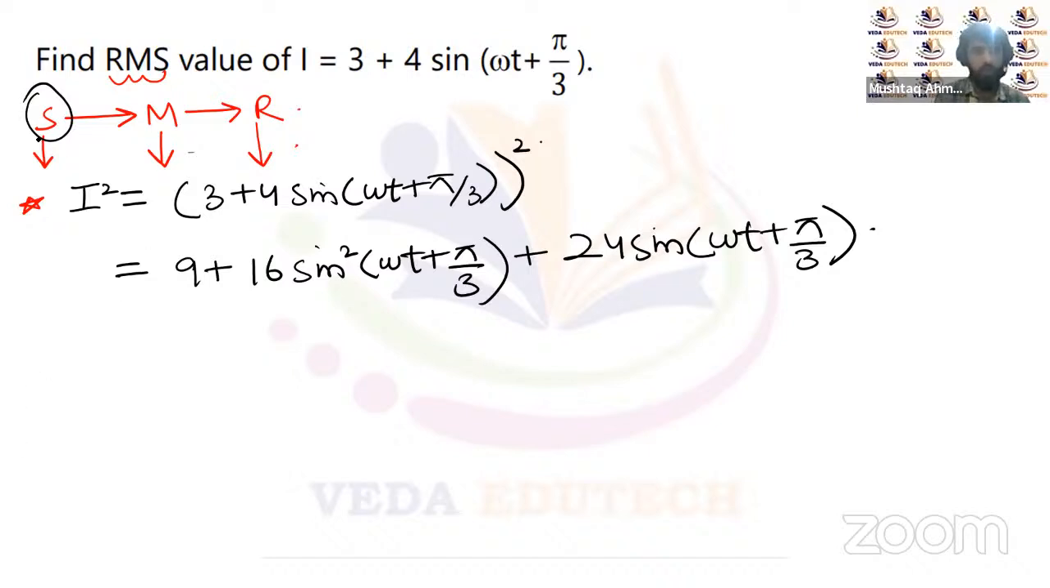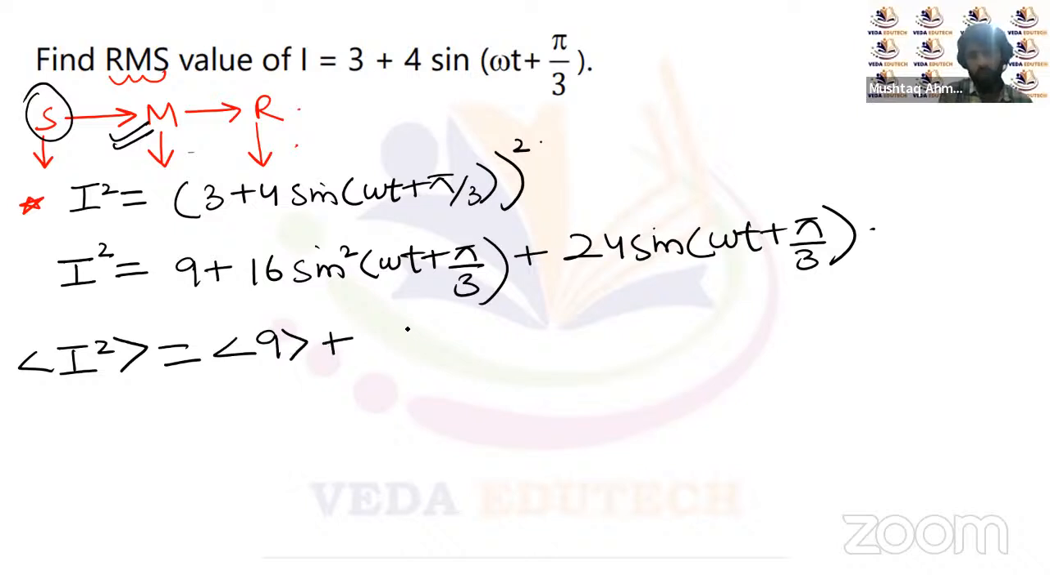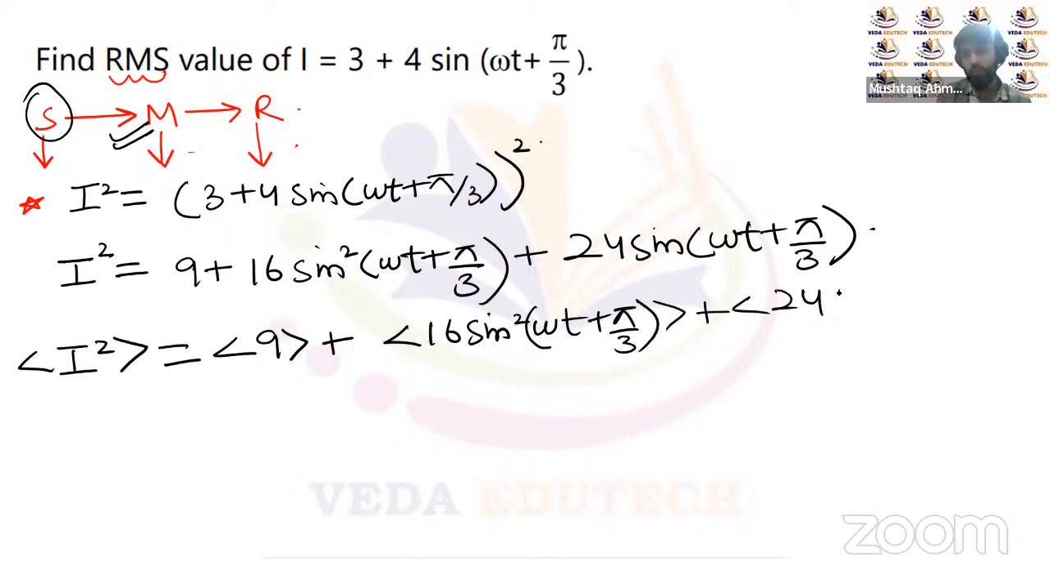Now we have calculated the square. Now what we'll do is we'll calculate the mean of this square. Mean of this square, so it means that we'll calculate the mean square, right? Now we'll just take the mean of each and every term to calculate the mean of this square of the current. We'll take the mean of this final term as well, that will be 24 sin(ωt + π/3), right?